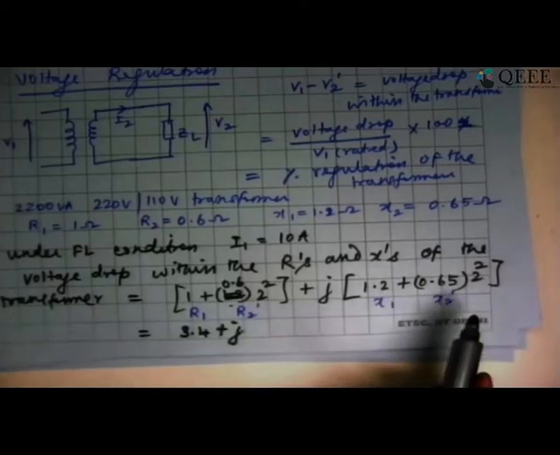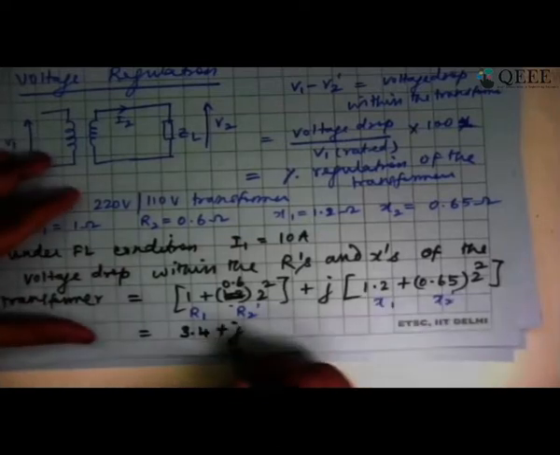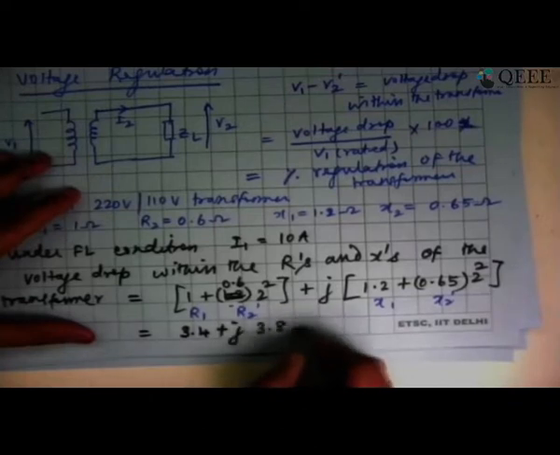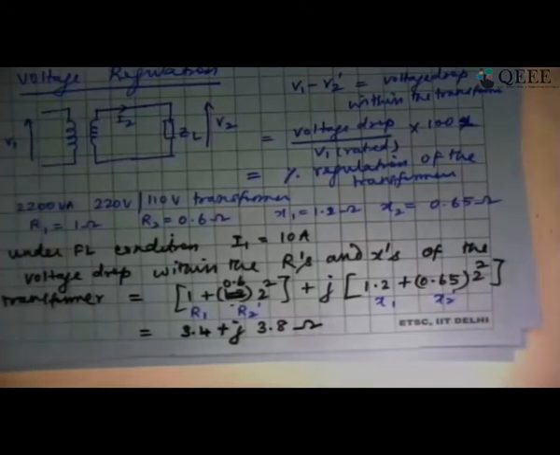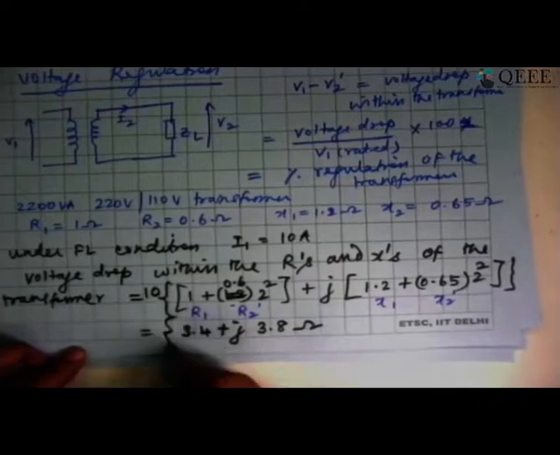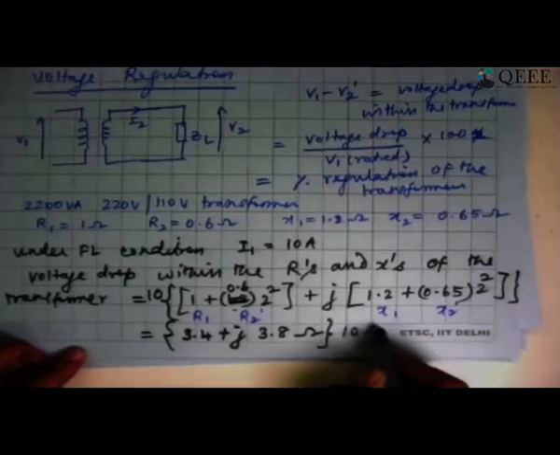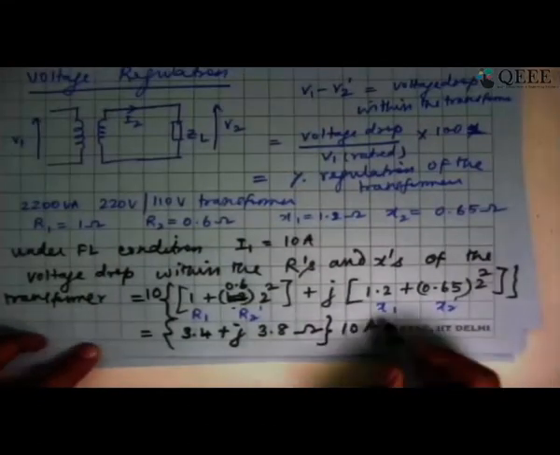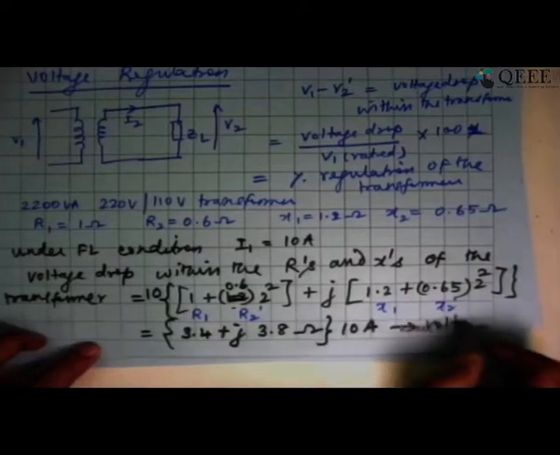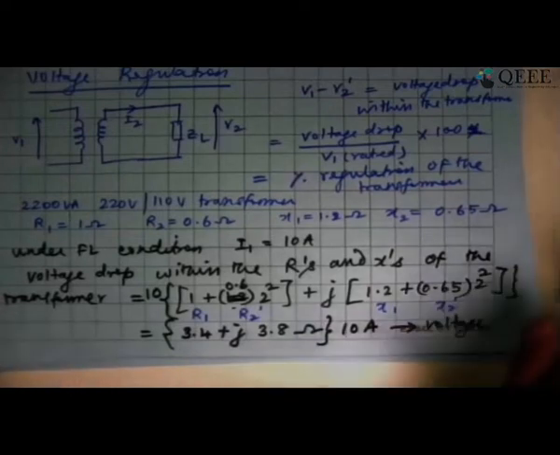So 4 times 0.65 is how much? 2.6, I suppose. So 2.6 plus 1.2, so that is 3.8. So this is the total impedance of the transformer. This has to be multiplied by 10 amperes. So this is ohm, that is ampere. So the total voltage drop will be here. This will be the voltage drop that I will be getting.